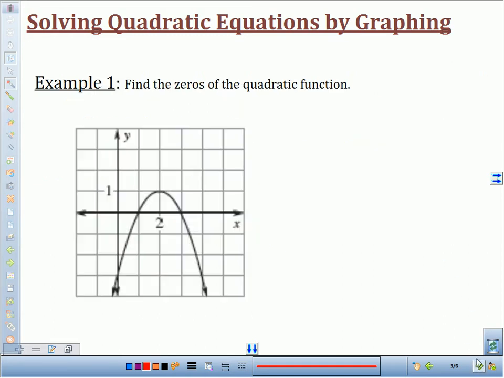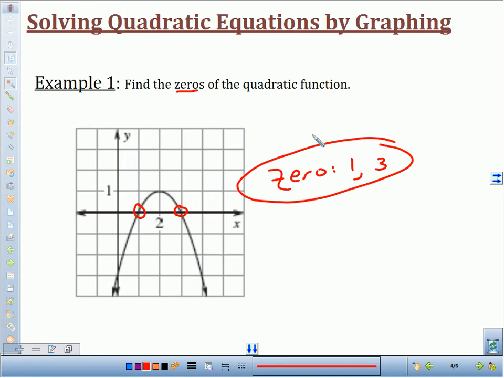Now, we want to start by finding the zeros of this quadratic function. So we look at our function, and what we're interested in is where it crosses the x-axis. So we can see it crosses the x-axis here and here. These 2 points are the zeros of my function. And my zeros are, in fact, at 1 and 3. And that's it. Done. That's all I needed to do. Find where it crossed the x-axis.